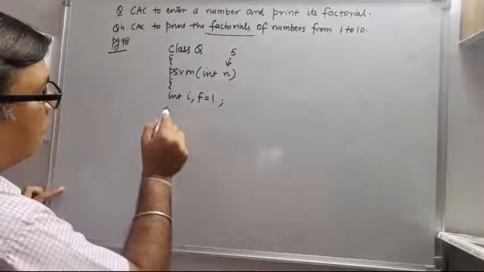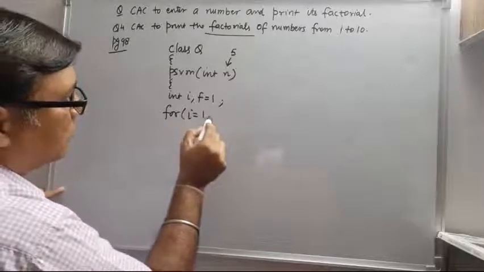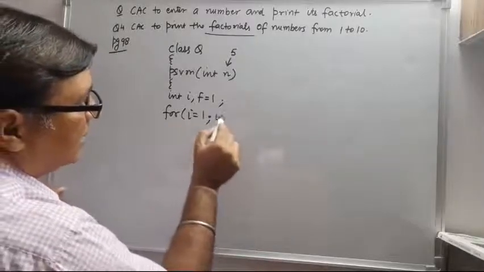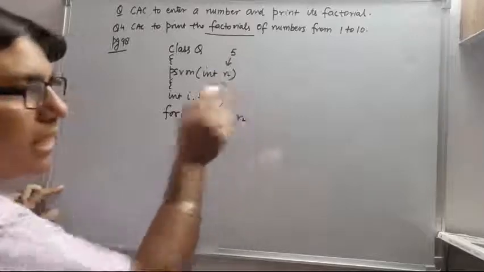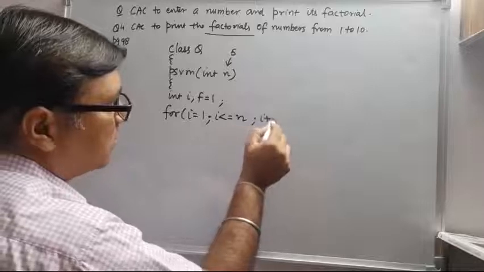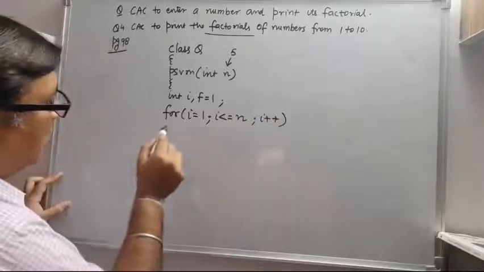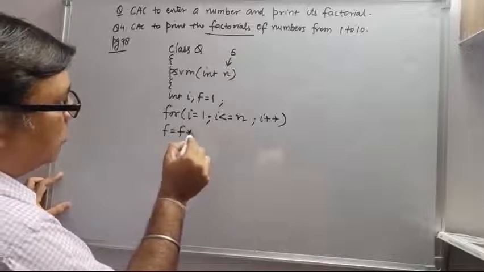So we'll apply a for loop for i is equal to 1 and i is less than equal to n. What is n? That is 5 in our example, and i plus plus, and it will find out the factorial as f is equal to f into i.